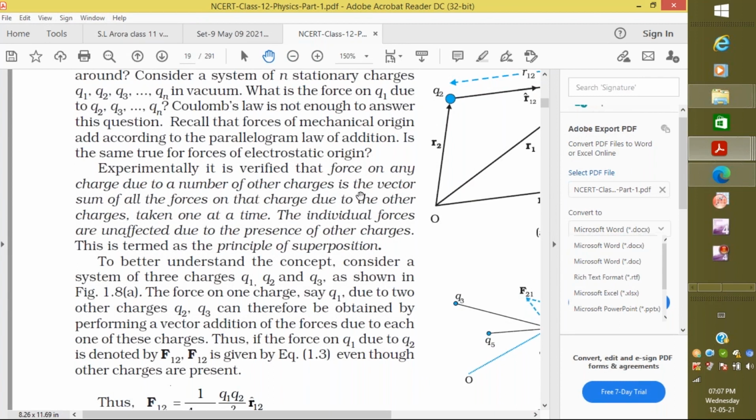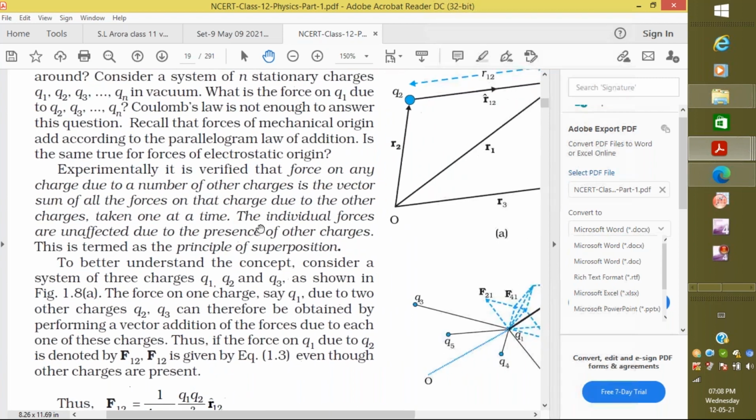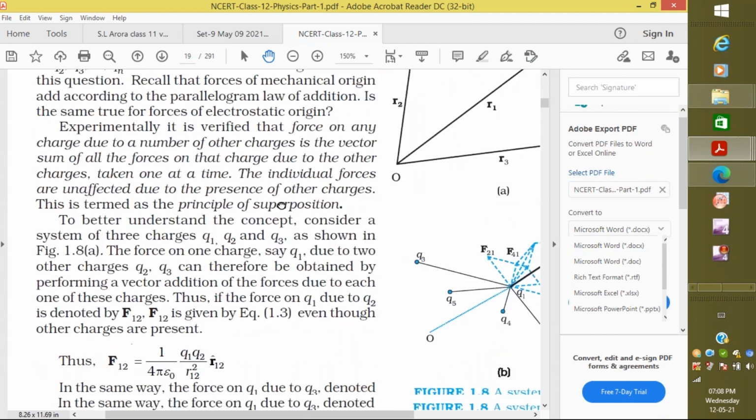It is verified that the force on any charge due to a number of other charges is the vector sum of all forces on that charge due to the other charges taken one at a time. Taken one at a time. Do you understand? The individual forces are unaffected by the presence of other charges. This is termed the principle of superposition.